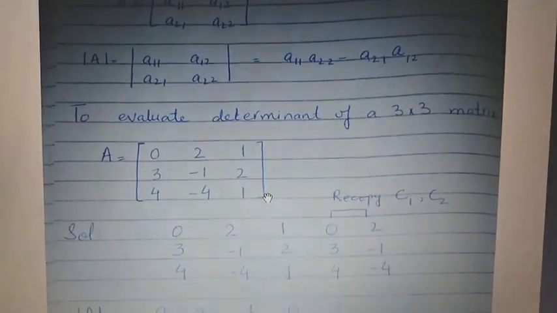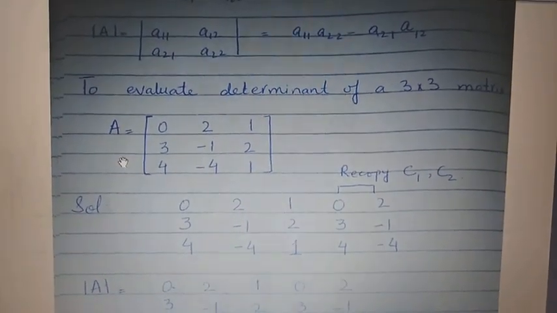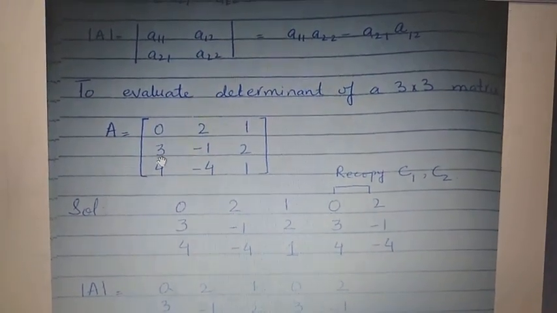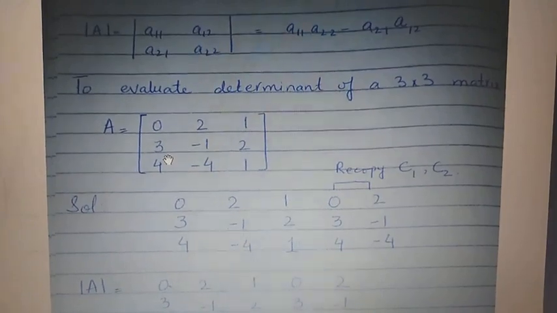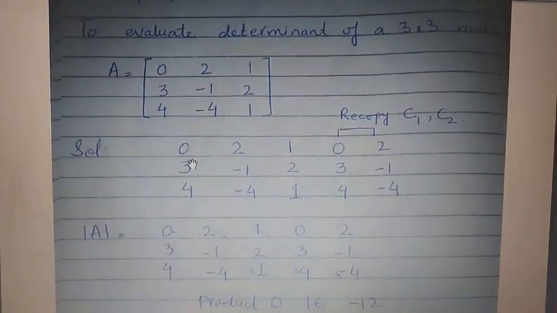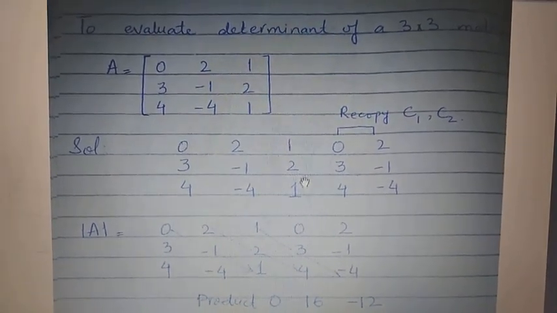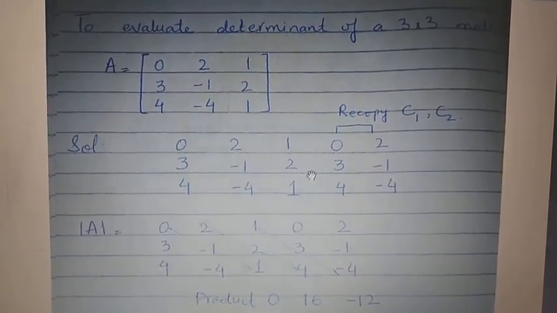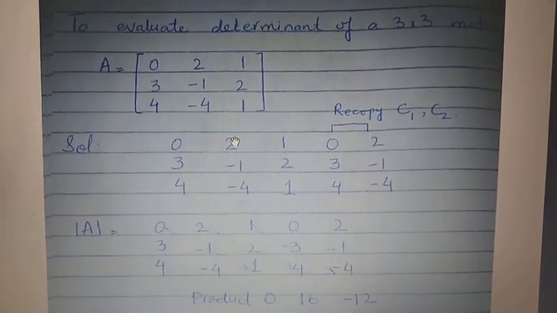Now actually our task is to find the determinant of a matrix of order 3 by 3. Here you have a matrix A which is of order 3 by 3 and it is a square matrix. So how will you find its determinant? First you will write the three columns. The first column is 0, 3, 4. The second is 2, minus 1, 4. The third is 1, 2, 1. You will again rewrite the first and second columns.